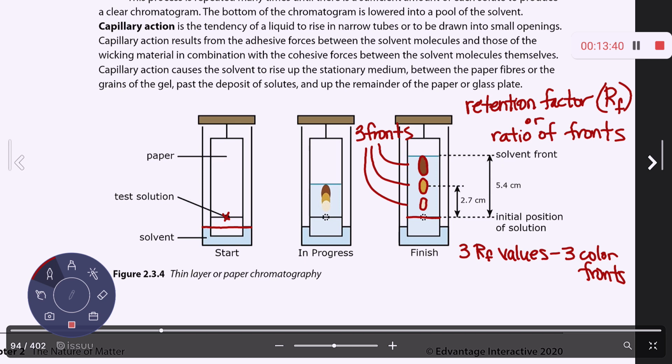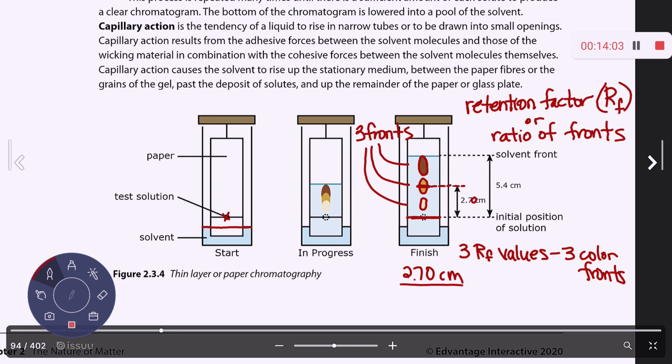Okay, so I'm just going to calculate one of them for you. If I'm calculating this RF value for this yellow color front here, you would measure from the pencil line up to like the thickest region of that color front. Now, the sig figs here are wrong. Technically, this would be 2.70, right? Because your division size is 0.1. So this would be 2.70 centimeters.